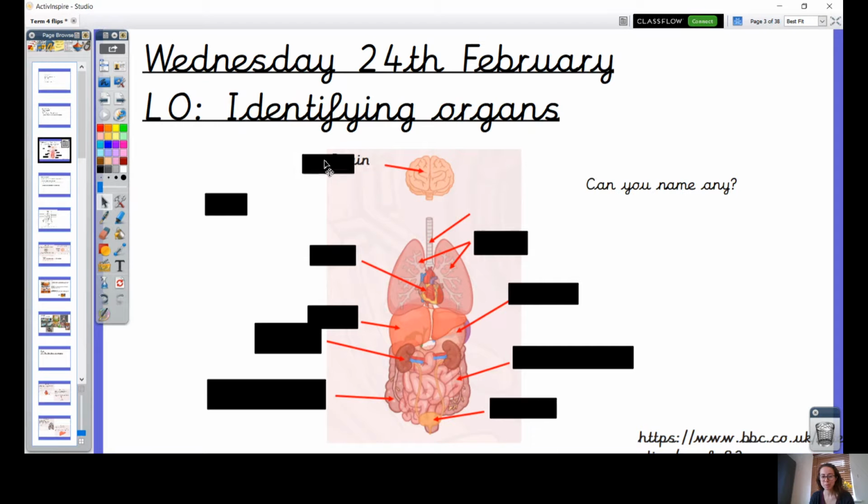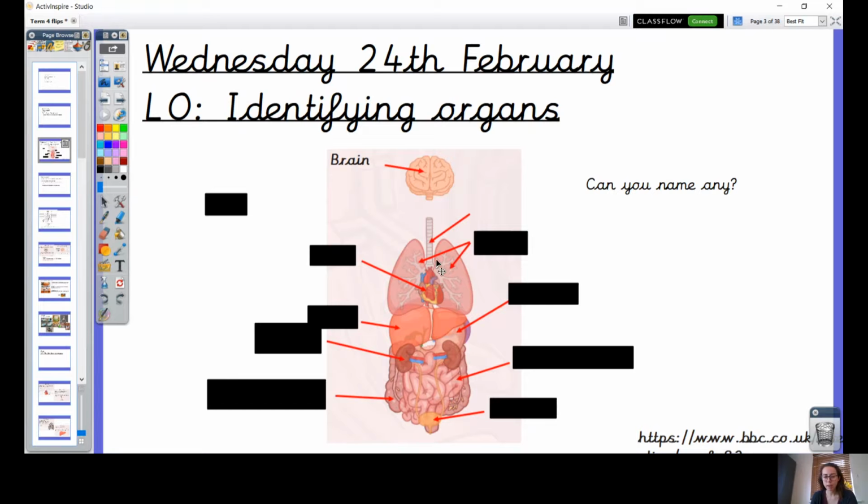So at the top, nice and easy, we've got the brain. And the video was telling us about how our skull protects our brain. Remember we have a feel of your skull now in your head. It's hard, isn't it? That's your skull. And inside your skull, that's your brain. It's a very important organ. So it needs that thick skull to protect it.